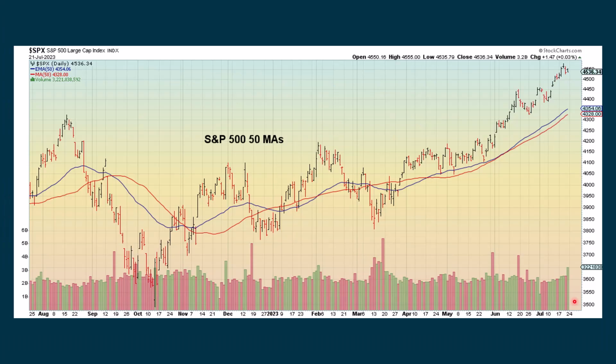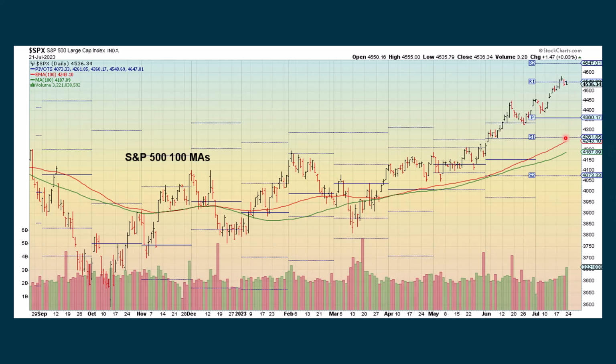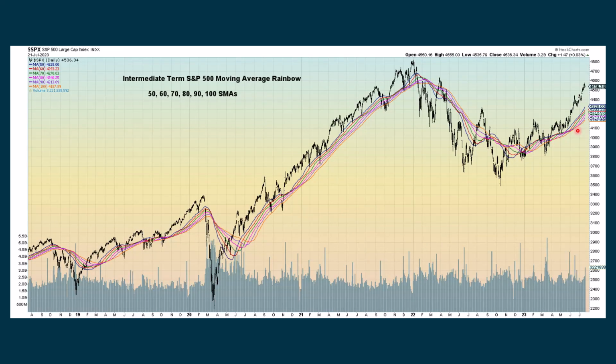We also look at 50 period moving averages, both simple and exponential, and we're far away from those, so I haven't been showing this chart. Also the 100 period moving averages, simple and exponential. We're still far away, so why show that chart? Then we have an intermediate term rainbow going from 50 periods up to 100 periods. We're well above all of the moving averages, suggesting good solid momentum.